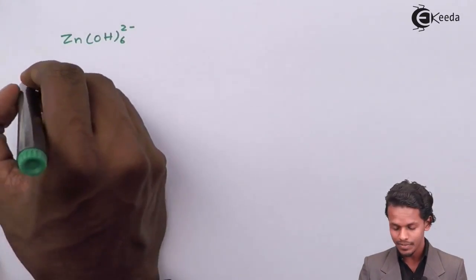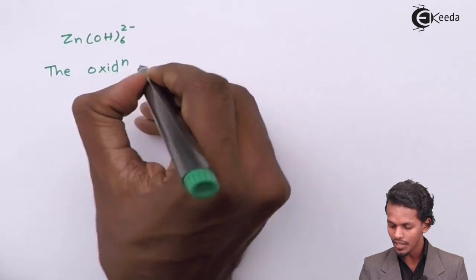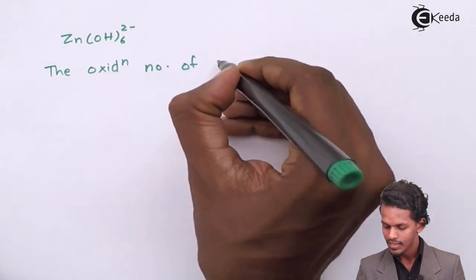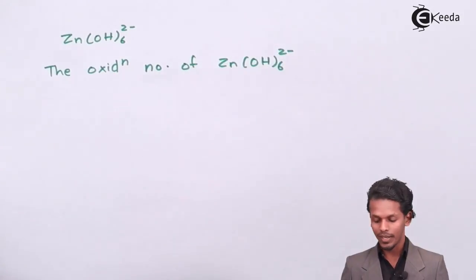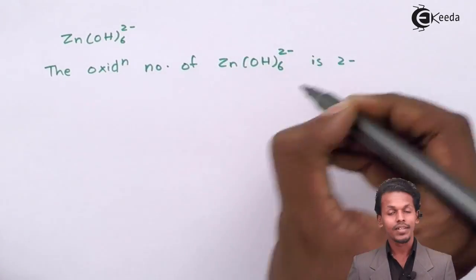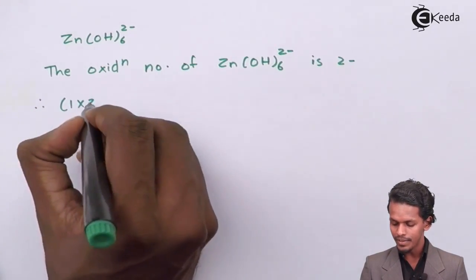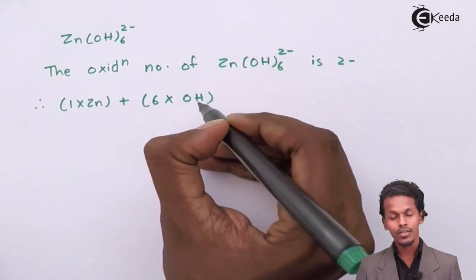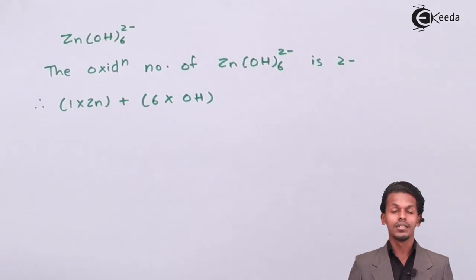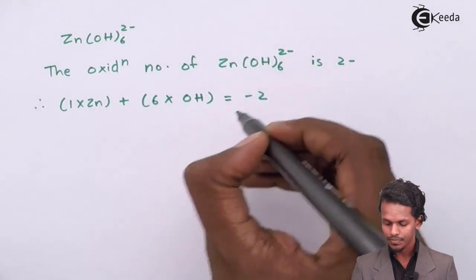So therefore I could write it as the oxidation number of [Zn(OH)6]2-. 6 times 2 minus is 2 minus, that is -2. So therefore I could write it as 1 into Zn plus 6 into OH, hydroxy group, which will give an overall charge of -2.